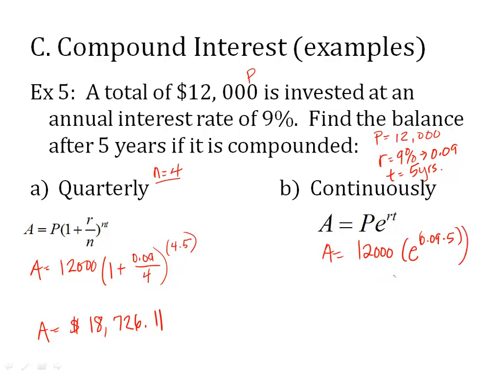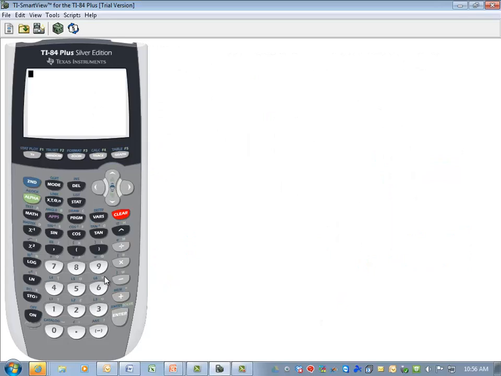Again, be careful how you put this in your calculator. And let's look at that. For the compounded continuously, I would do 12,000 times e, second, ln, raised to the, use parentheses here, 0.09 times 5. And then I'm done with that. Enter. And there's my amount of money, account balance.